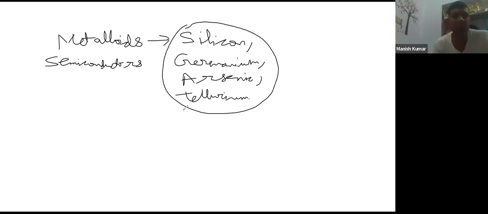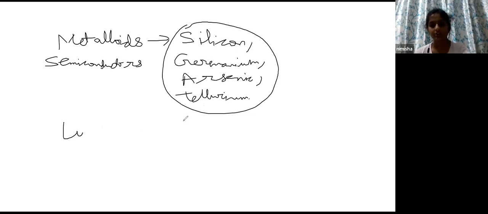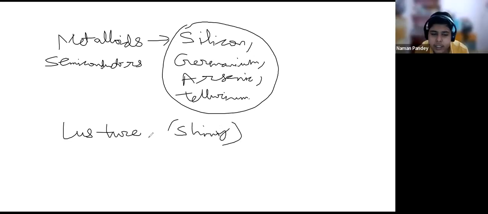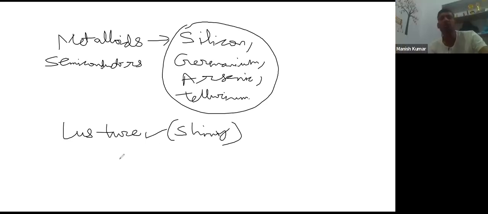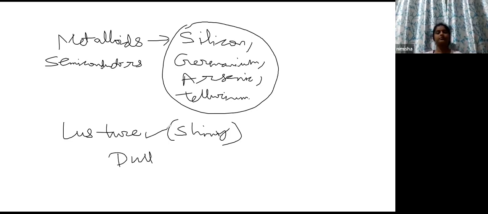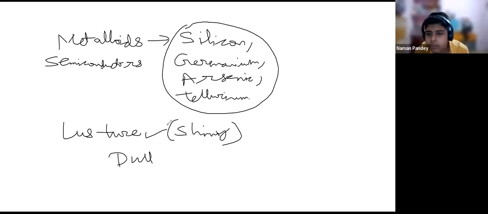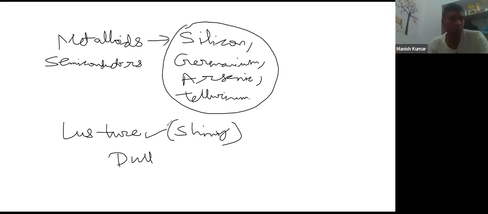Then luster. What does it mean? Shiny. Metals are shiny. Non-metals are not. Non-metals are called dull. The opposite of shiny is dull. Now, on the basis of strength, if you want to characterize them, metals have more physical strength than non-metals. Metals are stronger than non-metals.